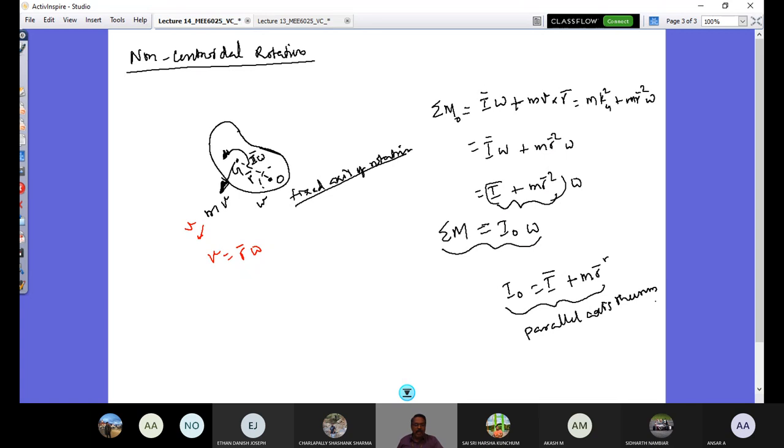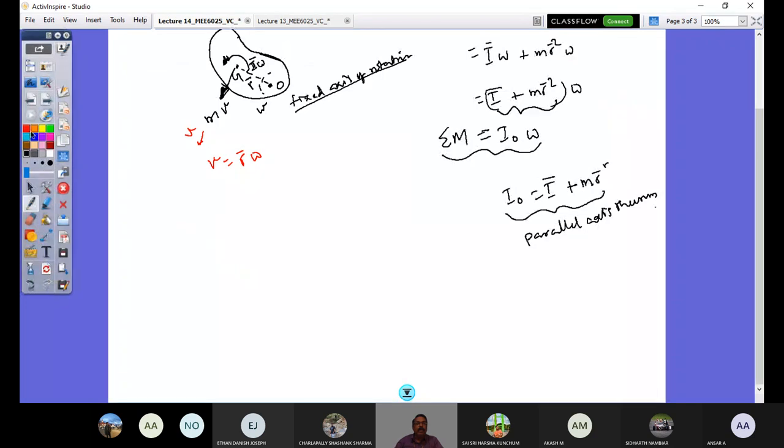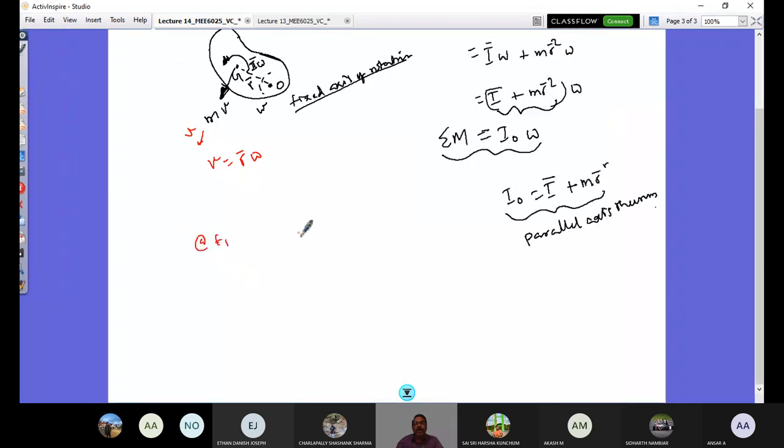right? So if you understood that, how do I write my principle of impulse and momentum for a non-centroidal rotation? I can write it this way. At time t1, the crash event, and at time t2, the separation, right? So how do I write the system momenta? The system momenta for a non-centered rotation is I naught omega 1, where subscript 1 refers to the t1 observation, plus the total system angular impulse.